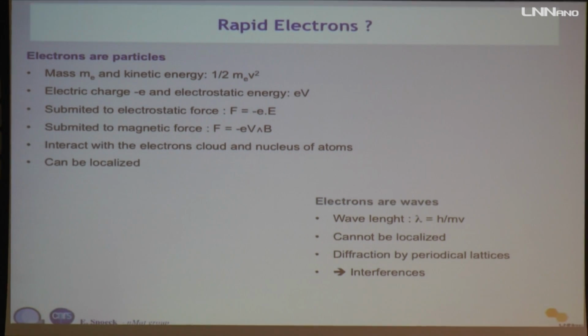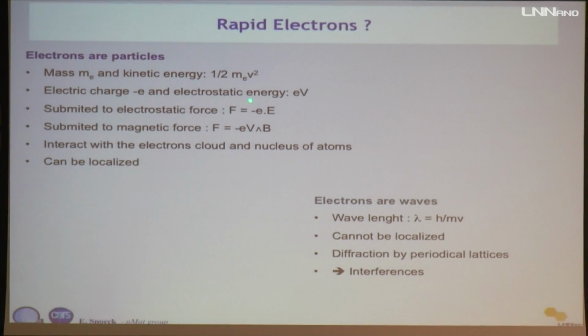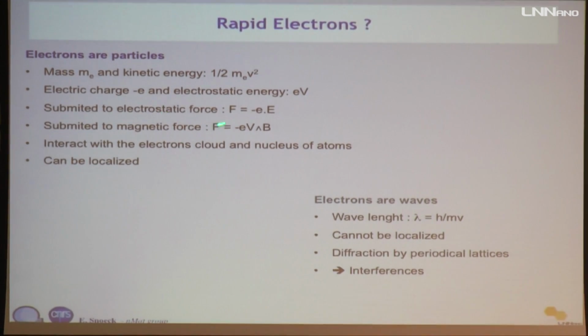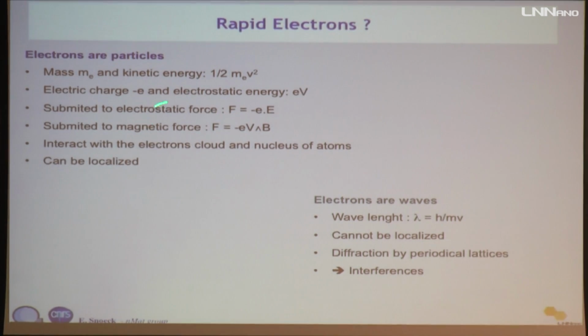So first, what are rapid electrons? You know that electrons are particles, so they have a given mass, a kinetic energy, an electric charge, and a given potential, so they have electrostatic potential energy. They are sensitive to electrostatic force and magnetic force, they can interact with the electron cloud and the nucleus of atoms. This is a different scattering than diffraction, and they can be localized, as particles.